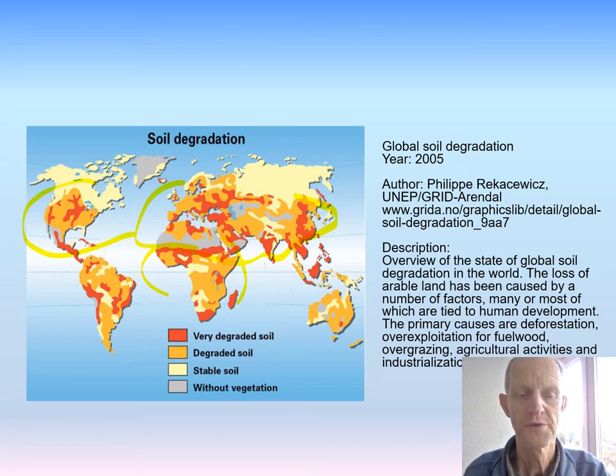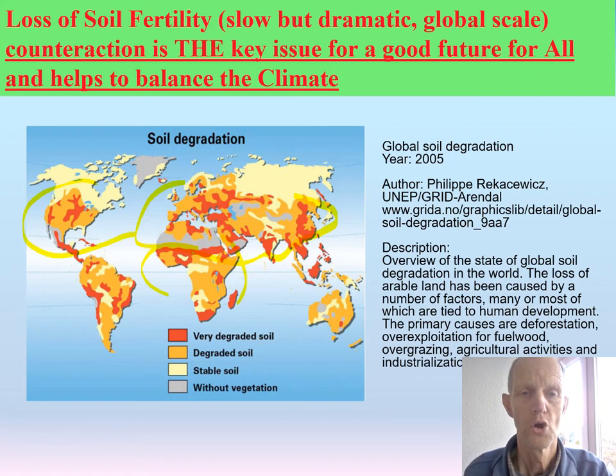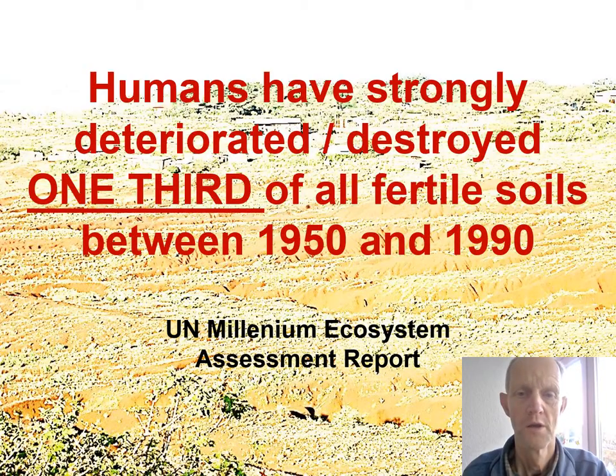And of course, degradation is defined by something getting worse. So in areas where the soil was already very weak all along, you don't see worsening. Loss of soil fertility, it's slow but dramatic. It is happening on a global scale. And counteraction is the key issue for a good future for all, and helps to balance the climate. So, some numbers.